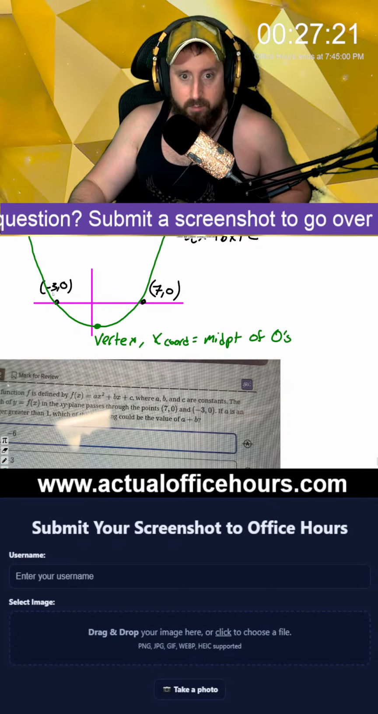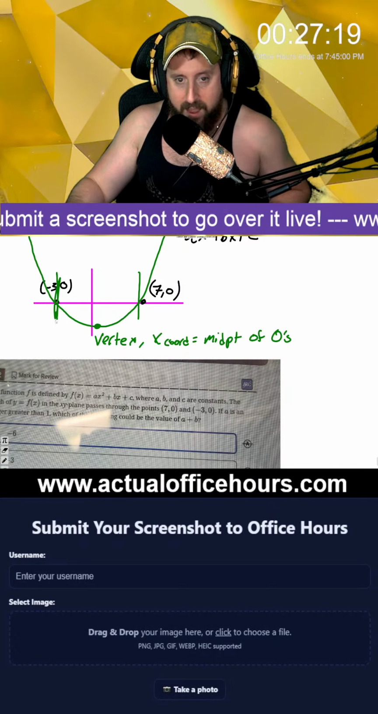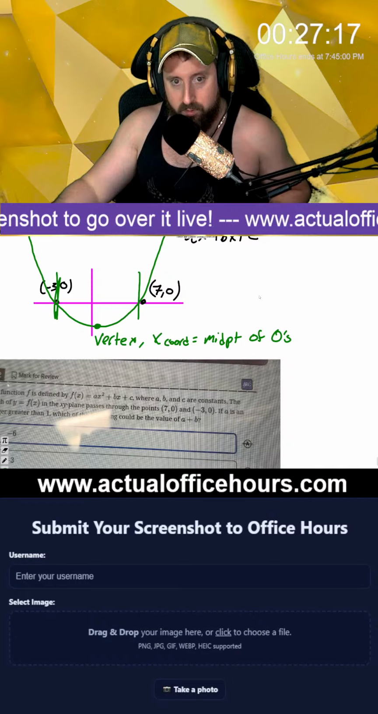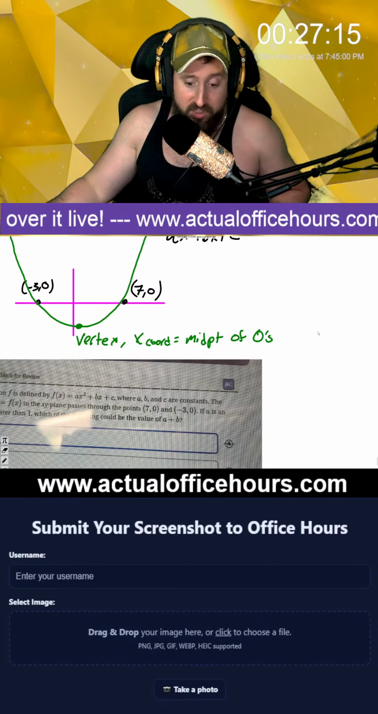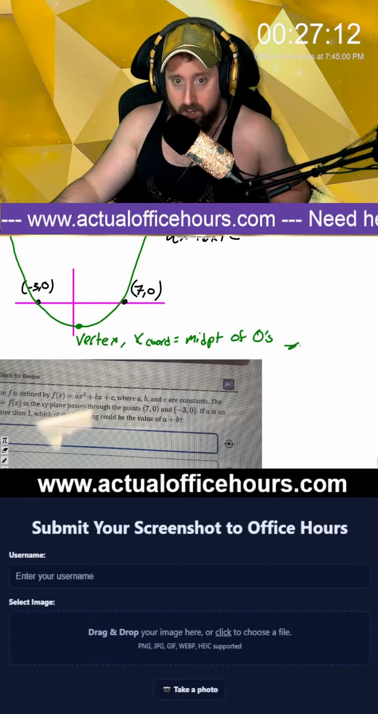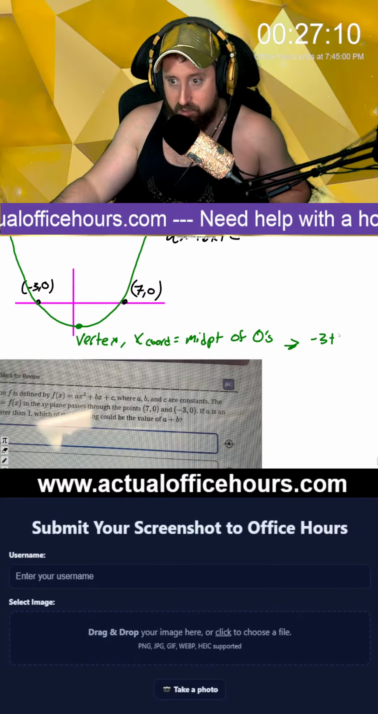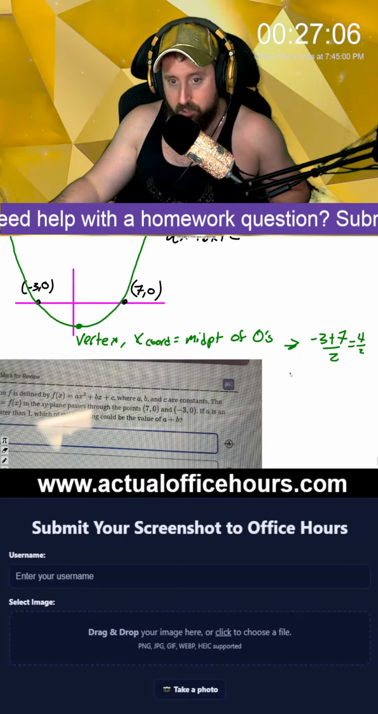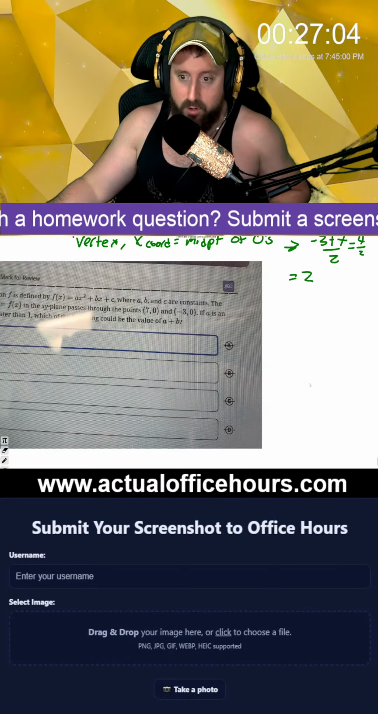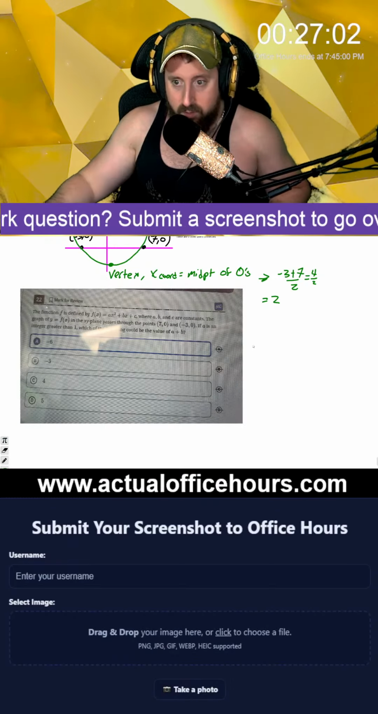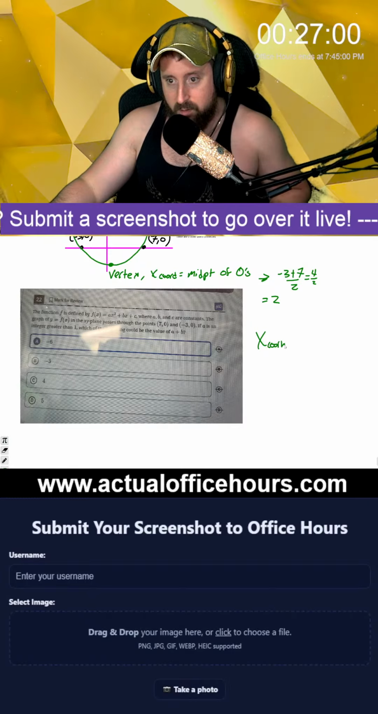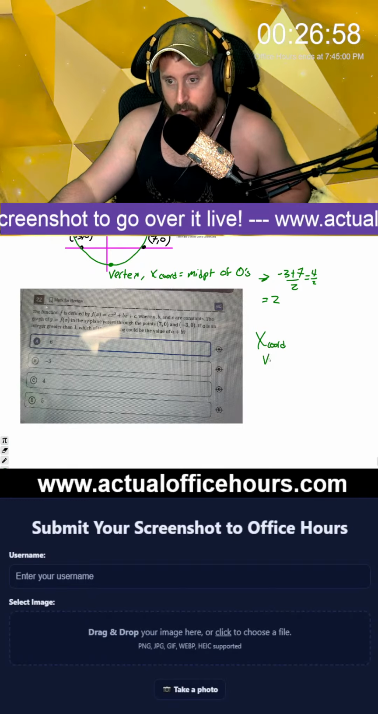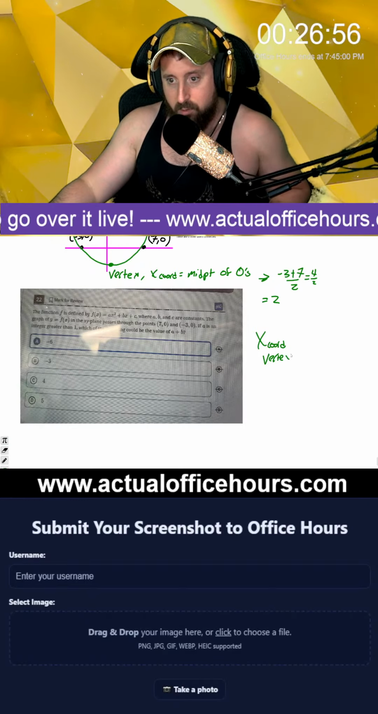Free Fire, right? The vertex here has to be the midpoint between the two zeros, okay? And the midpoint is just the average, right? So that's negative 3 plus 7 over 2, which is 4 over 2, which is equal to 2. So the x-coordinate of the vertex is equal to 2.